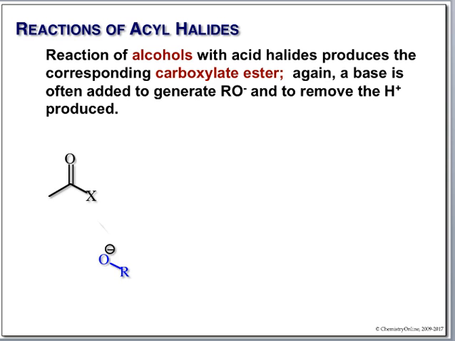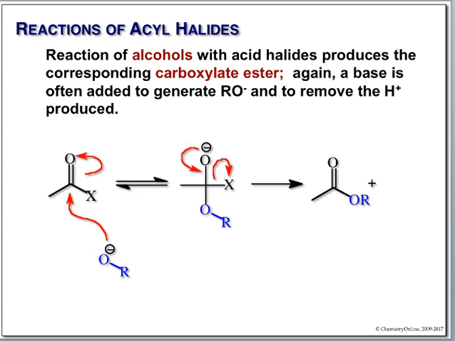Instead of OH, if we did OR, what would we get? Same thing. OR is going to attack. Tetrahedral intermediate. pKa of -5, pKa of 16. This guy wins. And we get an ester.